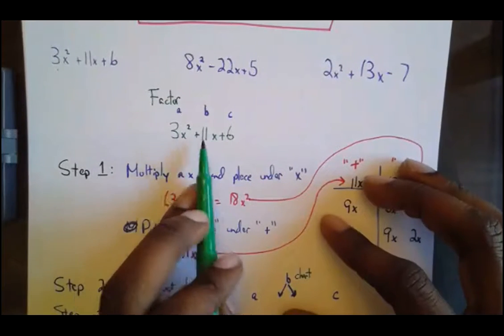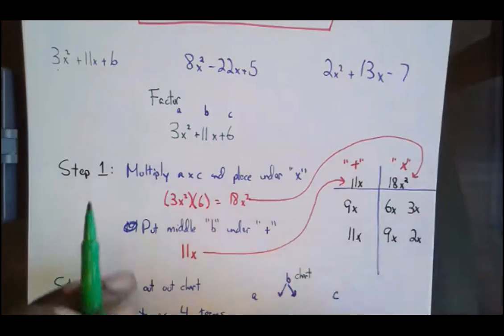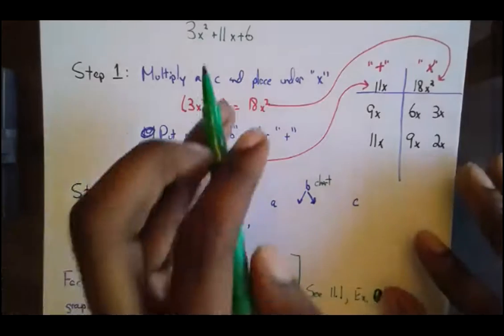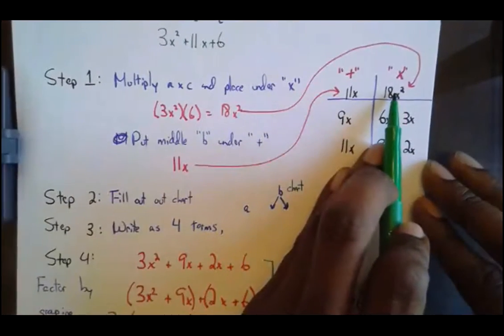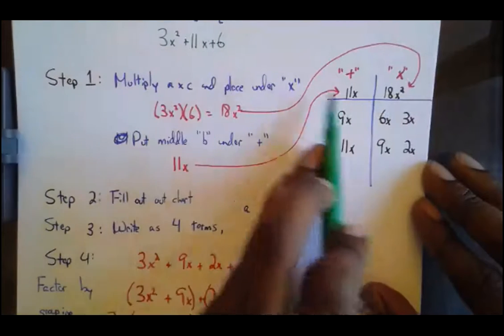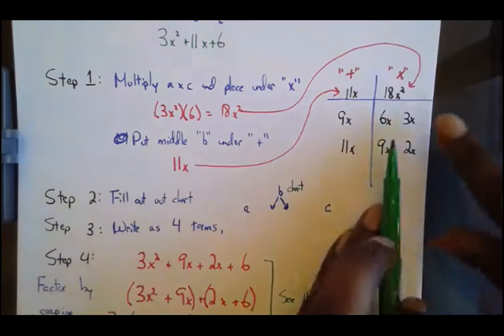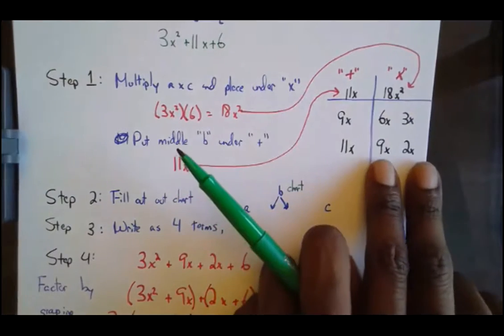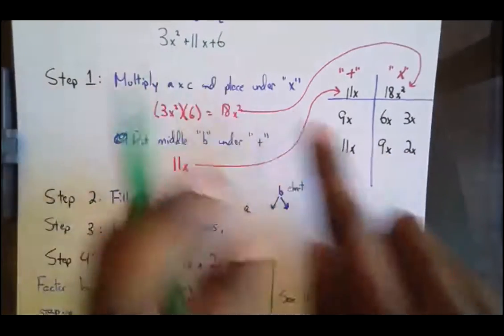Number 1, I'm given a problem like this, and I notice that I can't remove the 3. Since I can't remove the 3, I have to do what's called complex factoring. I have 4 steps in complex factoring. I multiplied the first and the last, and I put that number underneath the x. I put the middle number underneath the plus. Then I found 2 numbers that will multiply to 18x squared. And when I found those 2 numbers, I replaced the middle with those 2 numbers.